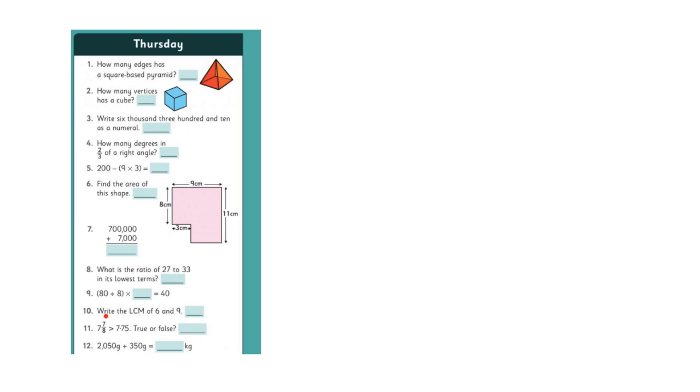Okay, question 11. 7 and 7/8 is greater than 7.75. Okay, so we've 7 and 7/8 and we've got 7.75. We know that 0.75 is 3/4. So if we change it all into fractions, we have to see then, well, is 7/8 bigger than 3/4? Okay, so we know how to work that out. So is it true or false? And question 12 should be fine as well. It's just an addition. We're adding grams and we're getting the kilograms. Remember, there are 1,000 grams in a kilogram.